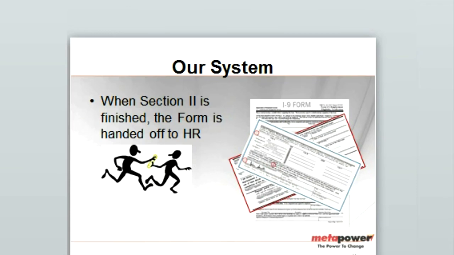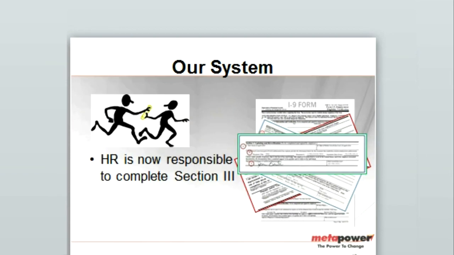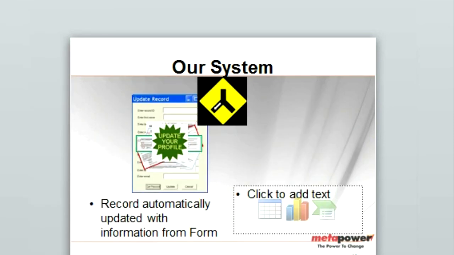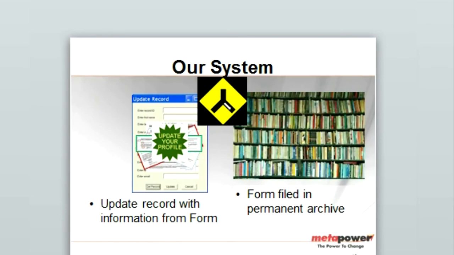When finished, Ben hands the employer's portion of the form off to Sally in Human Resources. And Sally completes Section 3, updating information, verifying the accuracy of the information received from Jan and Ben. So the I-9 form's life cycle is now complete, and two things happened. The system will automatically update Jan's personnel record using information provided on the I-9 form. Also, the form will be placed in a permanent archive.